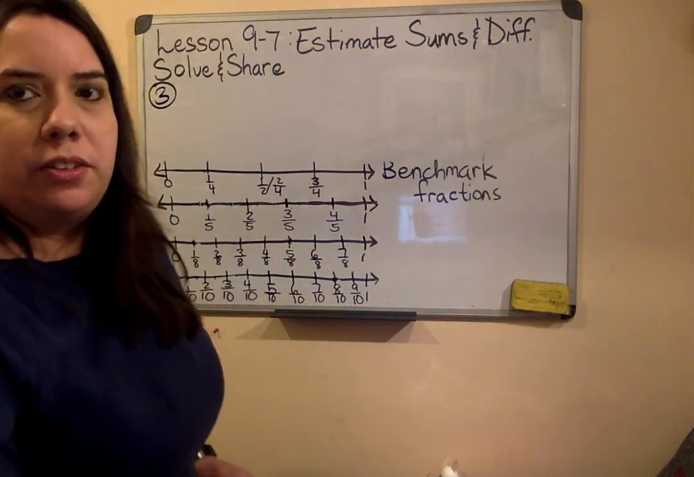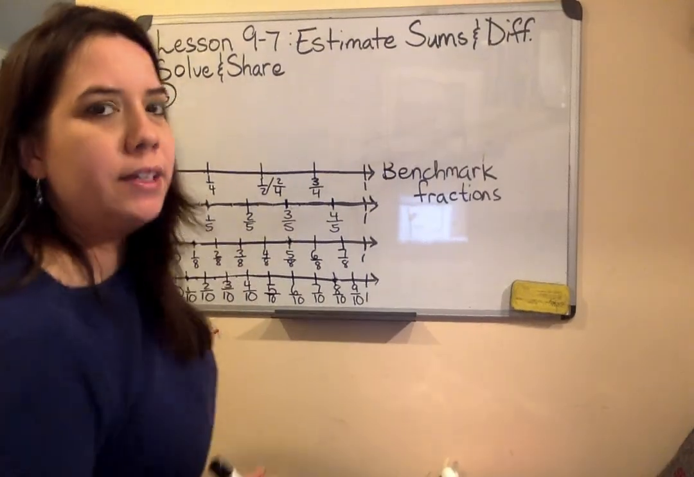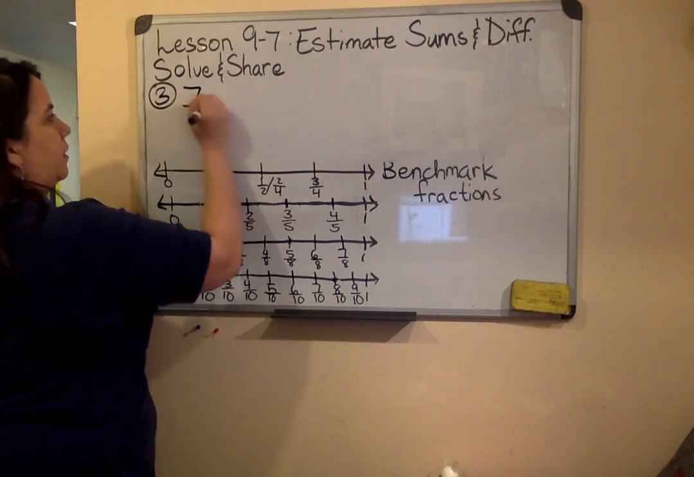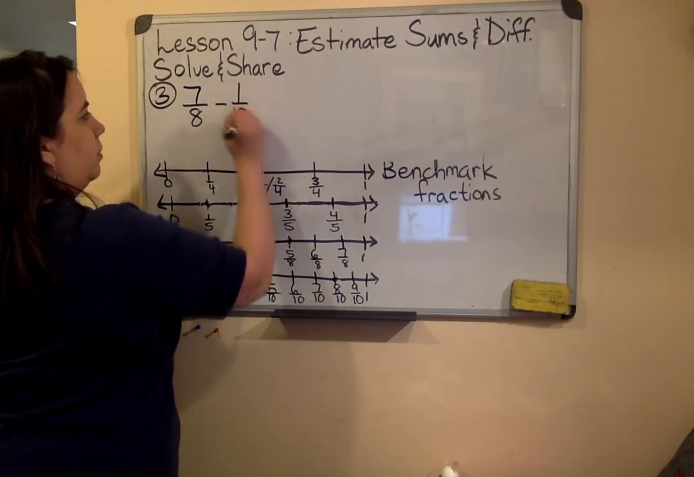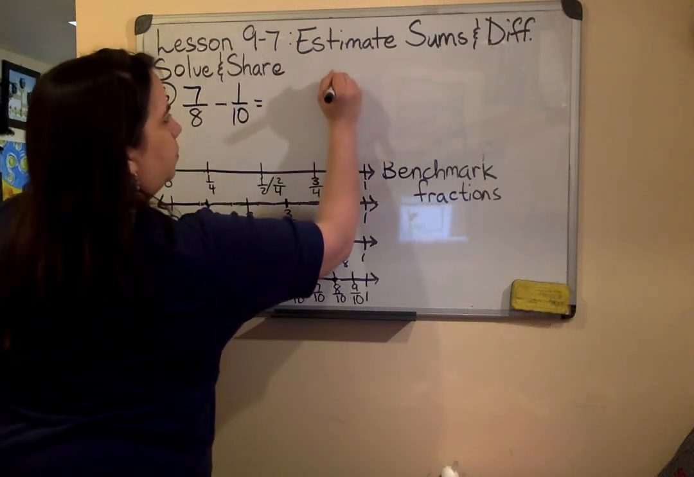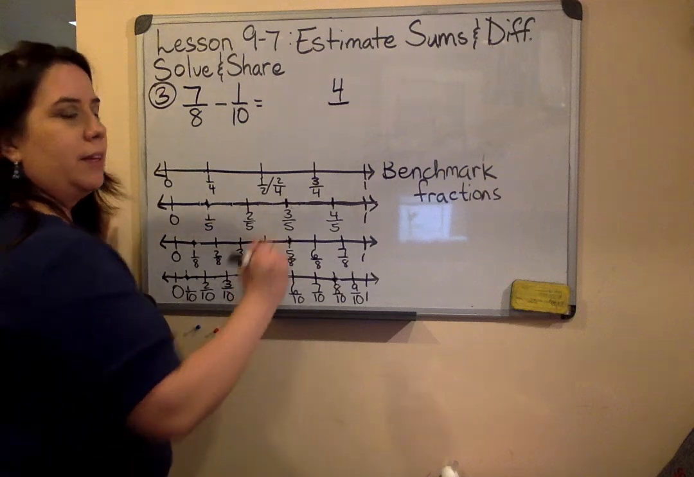3 wants us to do, let me check, 7/8 minus 1/10. 7/8 menos un décimo. And number 4 is asking for 9/10 minus 5/8.